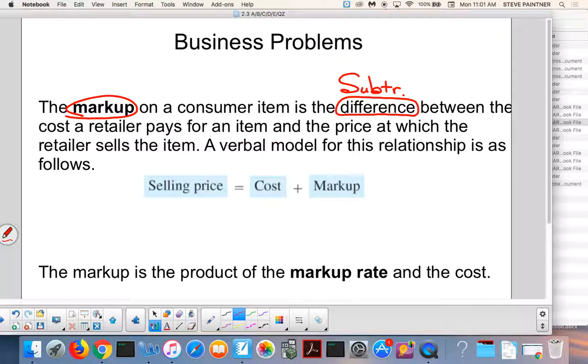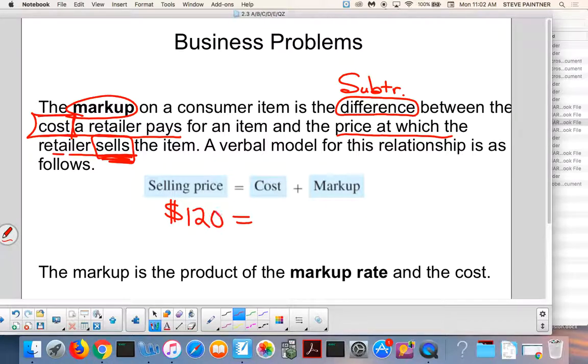Between the cost the retailer pays for an item and the price at which the retailer sells. So basically, it's what you pay, the cost, and what you sell it at. That's the markup. A verbal model for this is right here. So whatever you sell it for. What did I sell the coat for? 120. Okay, now watch what happens.